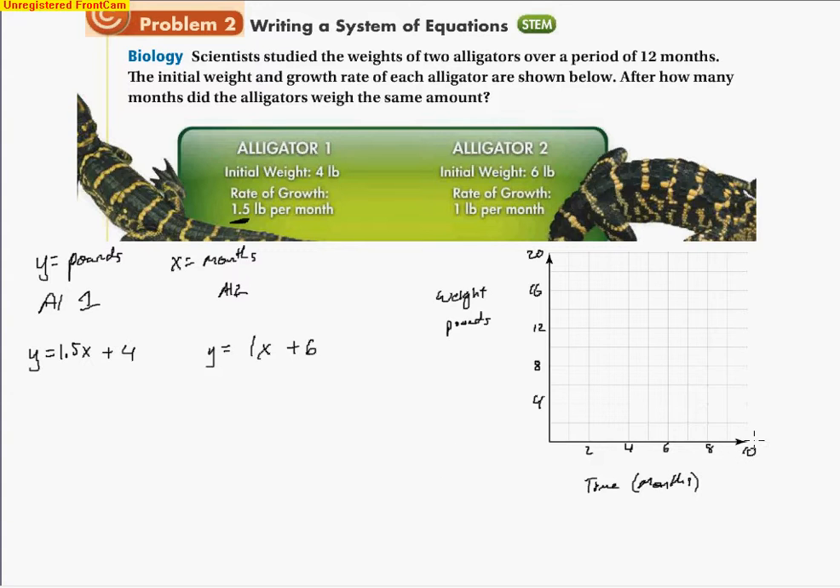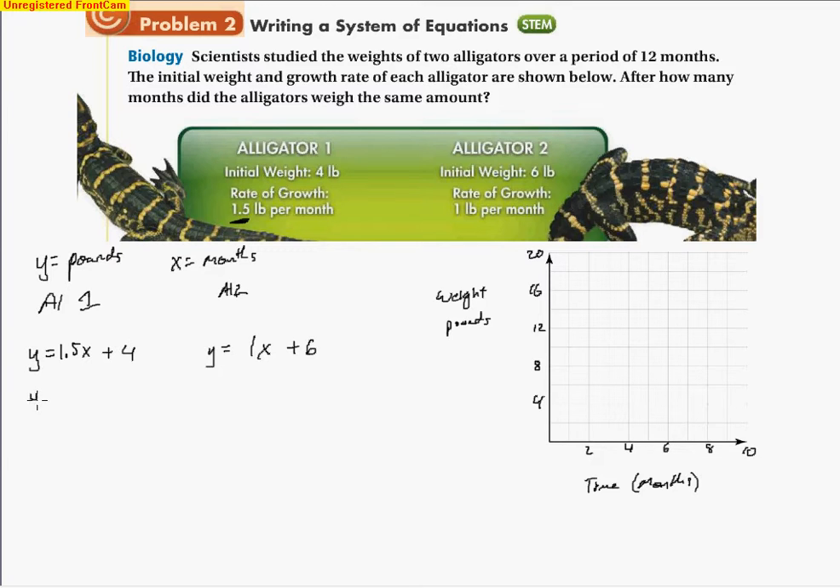And we don't have 12 months, so we're going to end up having to do some work to find out. It says scientists study the alligators over a period of 12 months. Okay, so we're just trying to find out when, after how many months, did they end up being the same weight. So let's find that out. Let's go ahead and start by graphing this equation.